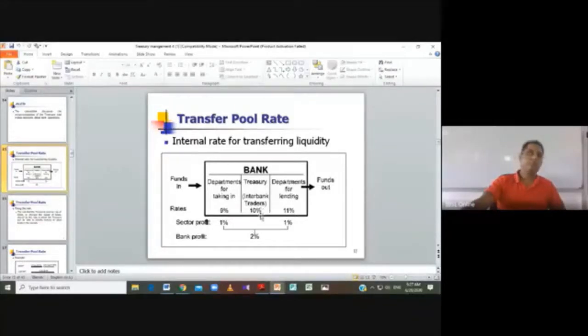What happens when he's stuck with the money at 10? Suddenly interest rates go down to 6%. Now, what has the treasurer done? He has borrowed money at 10. Is that a risk for him? If the department has taken the money at 9, given it to the treasury department at 10, now the interest rates go down to 6. What happens then? Who's carrying the risk there?